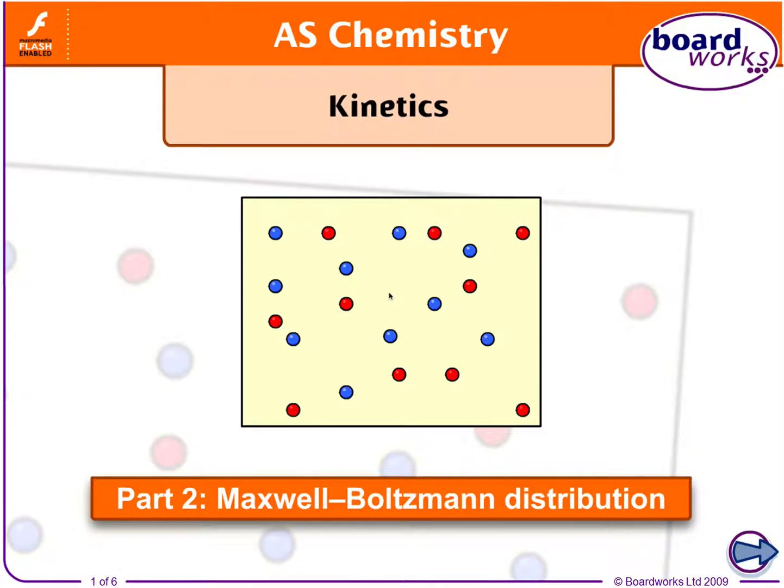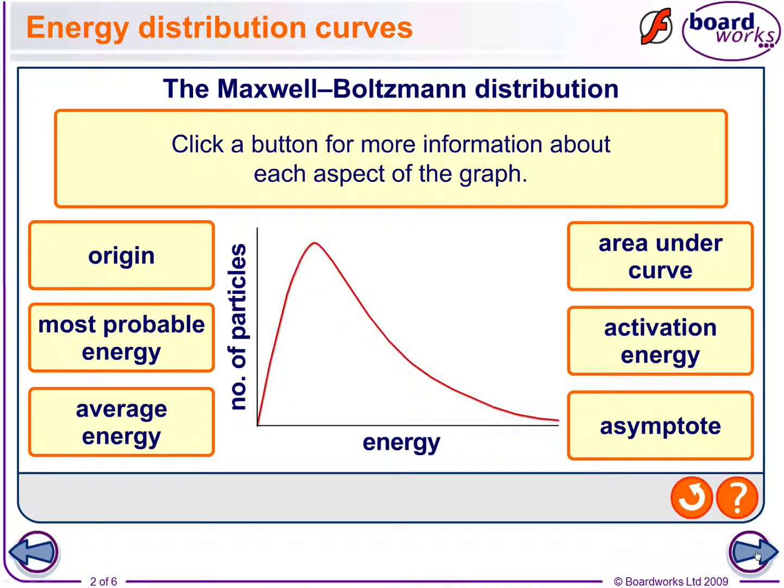Right, now the next thing we need to look at in our review of AS Kinetics is the Maxwell-Boltzmann distribution curves. Now these caused candidates quite a few issues when they were doing Chem 2, and the reason for this is that students don't often know what the purpose of this curve is.